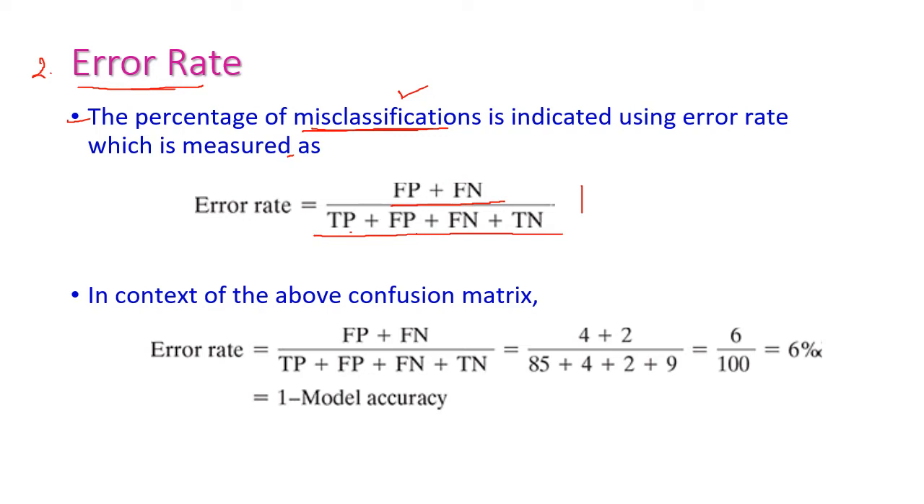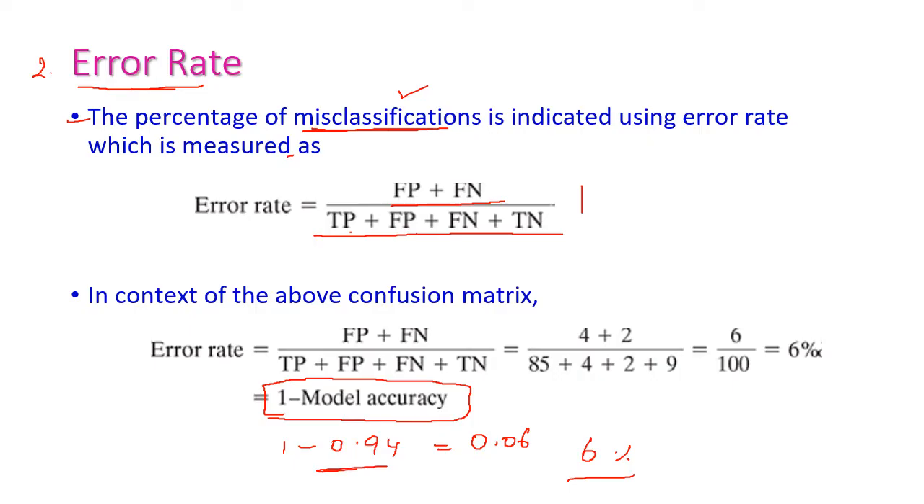The other formula for error rate is 1 minus model accuracy. From the confusion matrix, the model accuracy is 0.94, so 1 minus 0.94 is 0.06, which is otherwise called 6%. Substituting the values: 4 plus 2, that is false positive is 4 and false negative is 2, divided by 100, all the values. So 6 divided by 100 is equal to 6%.